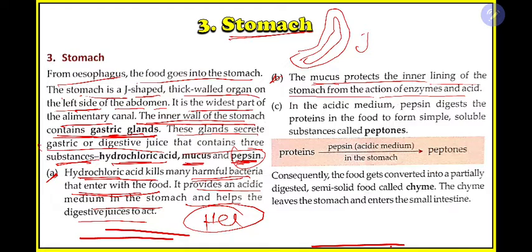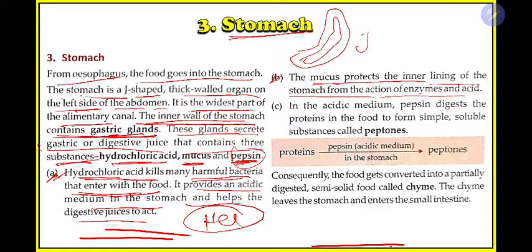Mucus will protect itself. This mucus will cover your stomach, and it will say, okay, the stomach is myself, don't kill me, you can kill the bacteria. In this way the mucus will protect the stomach from this acid. So the acid will not harm the stomach, it will harm only the bacteria.